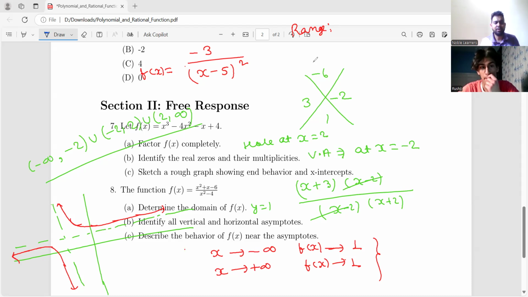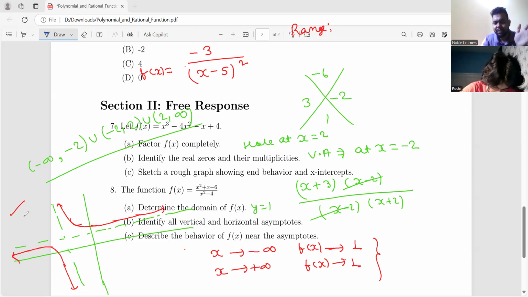By the way, what is the range for this graph? Negative infinity to 1, union 1 to infinity. That means whenever we are talking about the range, we are excluding the horizontal asymptote. And whenever we are talking about the domain, we are excluding the vertical asymptote and holes as well. Those are the two points we have to remember.